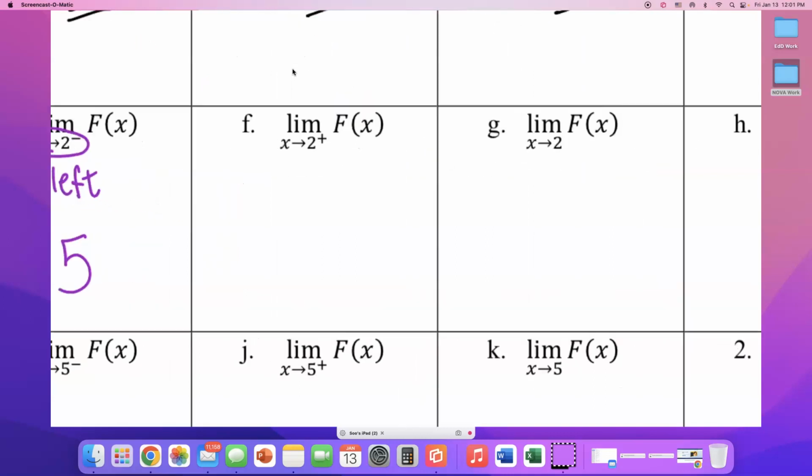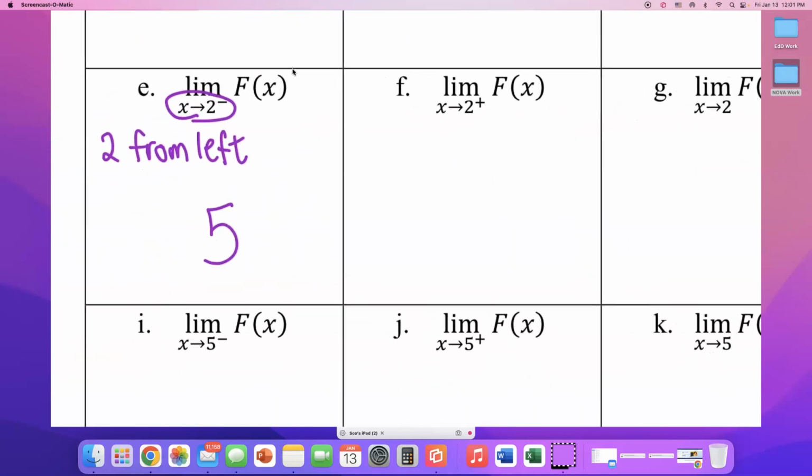Now let's look at F. What if it is approaching 2 from the right?